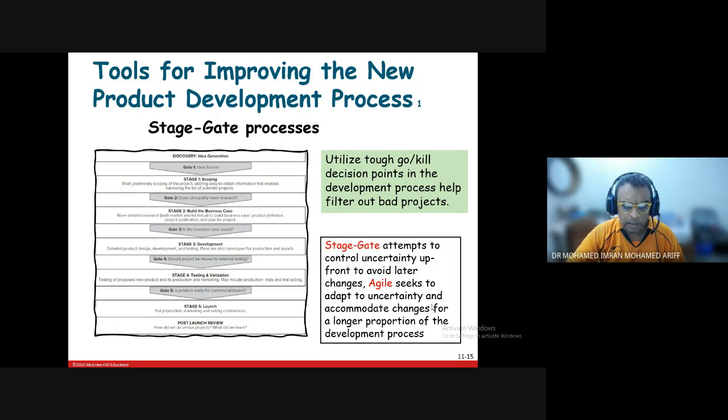Then on the third day you go back and see the customer. Is this what you want? No, this is not what I want. Okay, go and do that. Go and do that until it's finished. That is agile. In a stage gate, it attempts to control uncertainties upfront to avoid later changes.